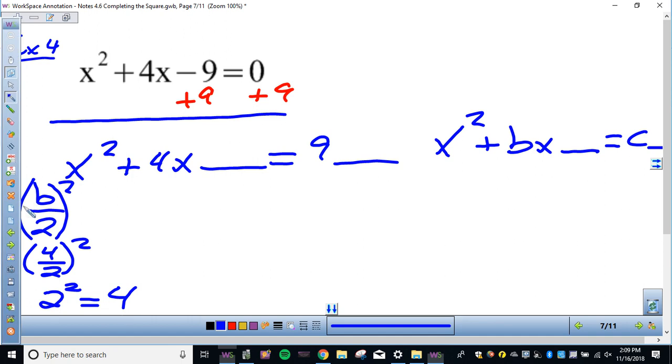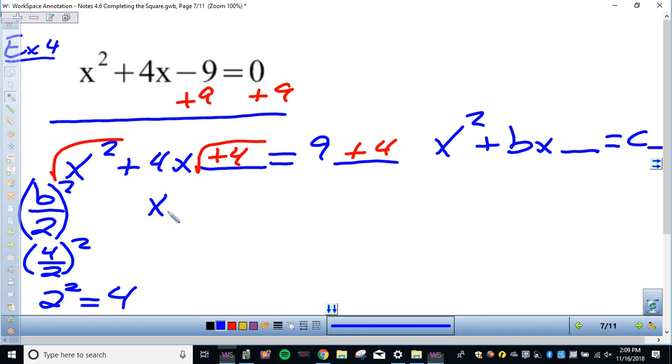Many of you won't need to show this step over here. You can just do that, if you can do that in your head. 4 divided by 2 is 2, squared is 4. And then add your 4's to both spots. If you can do that in your head, it's totally fine. So now it looks just like the second and third example we did. So we're square rooting the x squared, we're square rooting the 4, and then we'll just combine like terms over here. But we end up with x plus 2 squared.